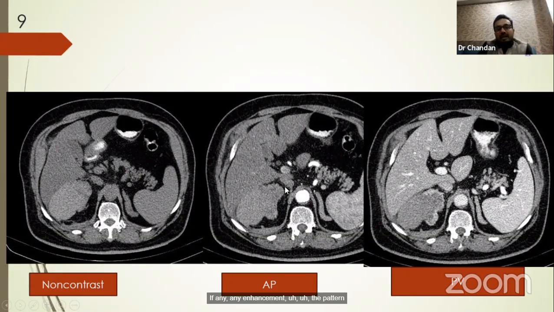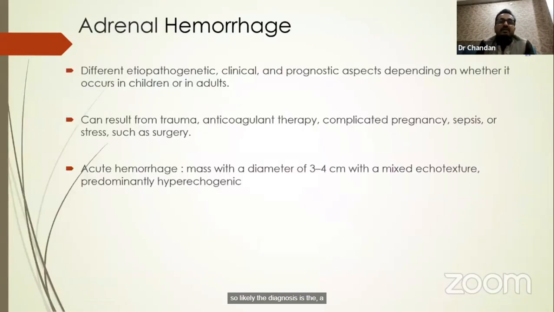If there is any enhancement, we have to comment on the pattern of the enhancement. We should remember to compare with the non-contrast imaging. If there is no enhancement, then we must say there is no enhancement as compared to the non-contrast images. In the portovenous phase, it shows only peripheral subtle enhancement. So the finding is a large hyperdense content in the right adrenal lesion, and the likely diagnosis is adrenal hemorrhage.